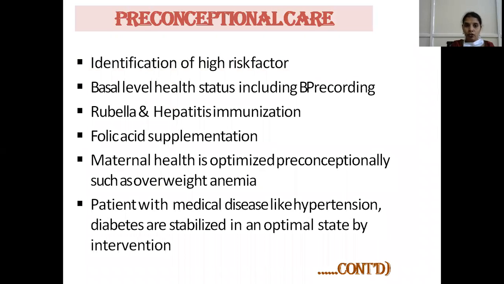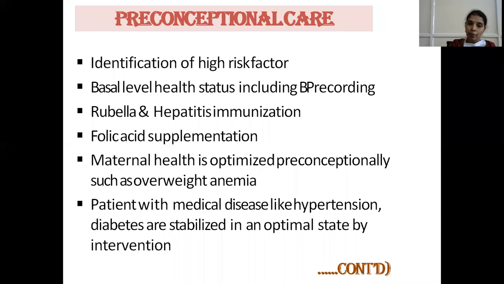If the couple visits preconceptionally, that is before planning pregnancy, there are chances of identifying any high-risk factors in either of the couple, especially the mother, her baseline health status, and any vaccinations required, such as rubella and hepatitis immunization, and folic acid supplementation prior to 3 months of pregnancy to avoid neural tube defects. Maternal health is optimized preconceptionally so that the mother is healthy before the pregnancy and can give birth to a very healthy baby.